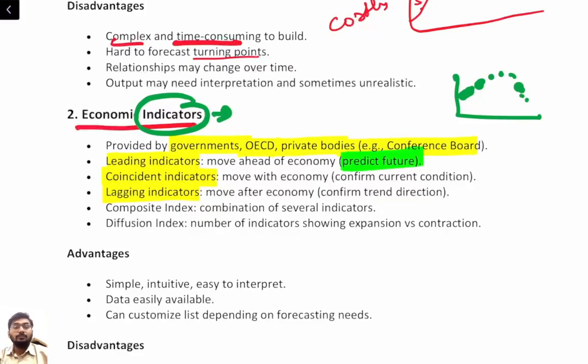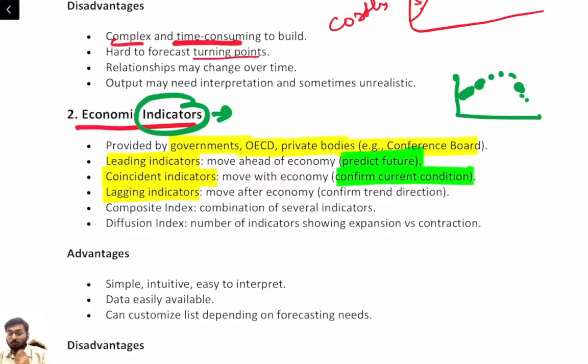Second is your coincident indicators, which move with the economy, like GDP, employment or retail sales, because GDP comes after a point of time, quarter after quarter. So if GDP is falling, they are moving with the economy. Employment is falling, moving with the economy. Retail sales is falling, moving with the economy. So they will tell us what is happening right now. Clear? So coincident indicators confirm your current conditions. Clear?